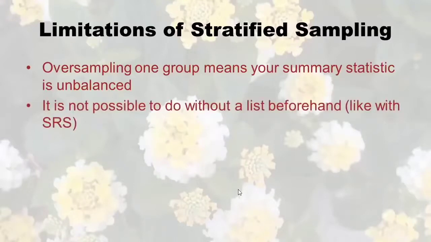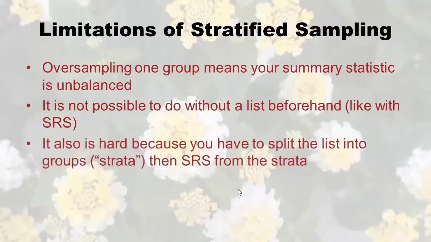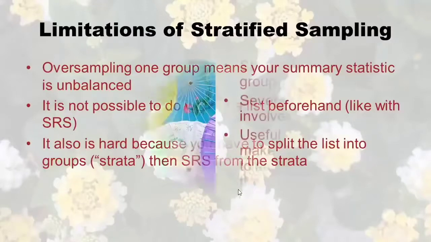And I do higher level statistics. There are ways to adjust back for that, to take a penalty for it and extrapolate back to the population proportions. It's possible, but it takes some post-processing. It's also, like simple random sampling, not really possible to do without a list beforehand. And it's also hard to do because you actually have to split the list into groups, into these strata. So let's say I had these hospitals and I didn't know exactly if they were urban or rural or suburban. Well, that adds another level of complexity to this whole stratified sampling.